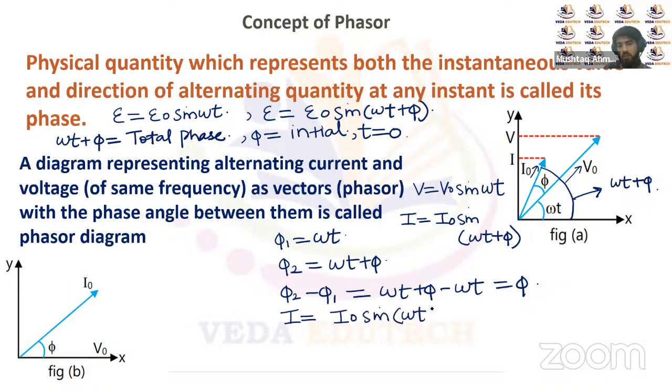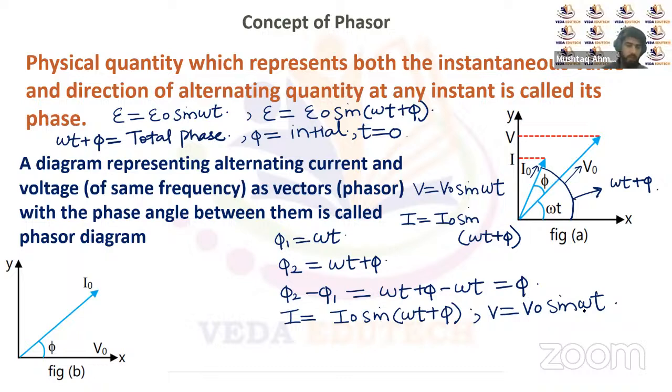So an instantaneous value is nothing but the vertical projection of the current or voltage on the y-axis. Similarly, we get the value of instantaneous voltage V as V naught. Its projection on the y-axis will be V naught sine of omega t. So this is how we can calculate the instantaneous values using the phasors.